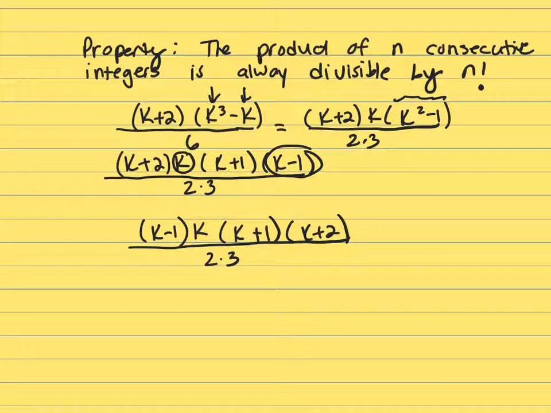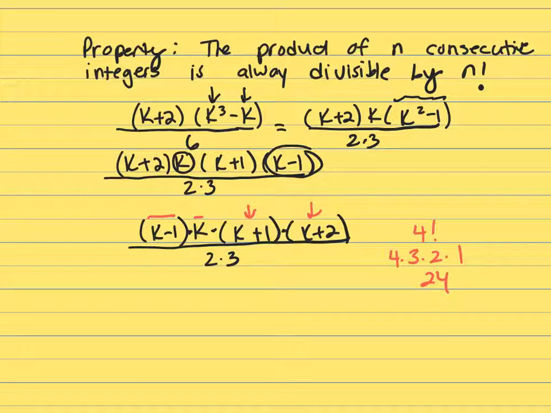Now let's use our property. The product, which is what we have, all these consecutive integers are multiplied. The product of n consecutive integers is always divisible by n factorial. Well, how many integers do we have? We have 1 integer, 2 integers, 3 integers, 4 integers. So 4 factorial, that means 4 times 3 times 2 times 1, which is 24.